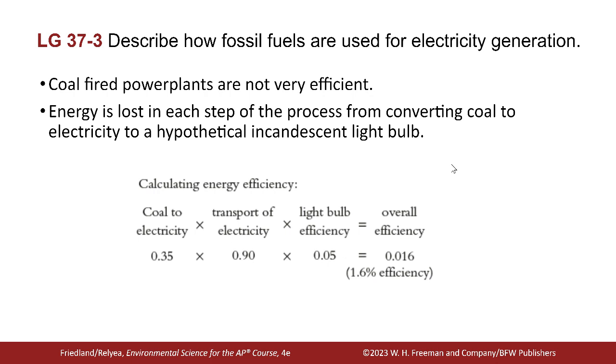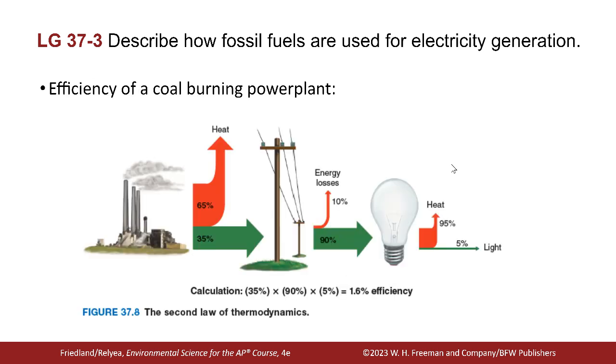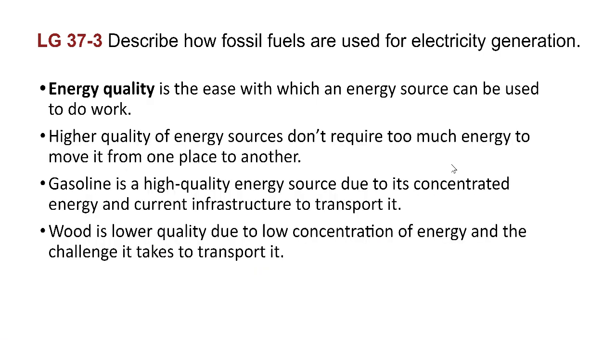Okay, coal-fired power plants are not very efficient. So you can see that energy is lost in each step of the process, from converting coal to electricity to hypothetical incandescent light bulbs. The second law of thermodynamics is that energy and matter cannot be destroyed, they just change. And as they change, you lose a little bit along the way, right? So coal to electricity is only about 35% efficient. And then by the time it actually gets to your light bulb, it's 0.016, or 1.6% efficient. It's not very good. That just kind of shows you the efficiency.